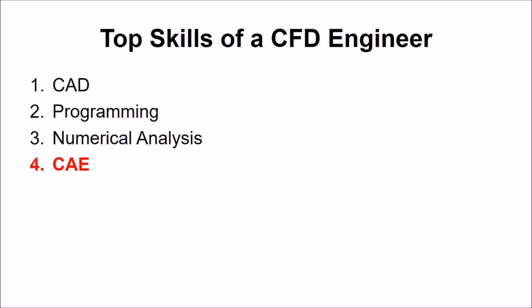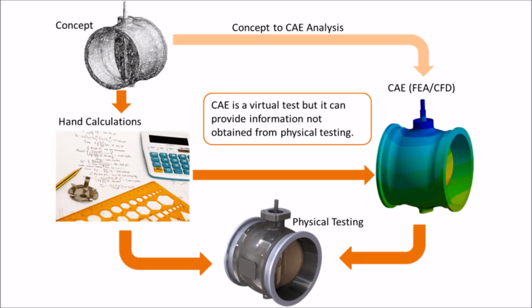Fourth is CAE. CAE stands for Computer Aided Engineering. This is a type of software that is used to help engineers design and analyze products. CAE software can be used to create models and simulations of how a product will behave in different environments. It can also be used to test different design options and to optimize the design for performance or cost.